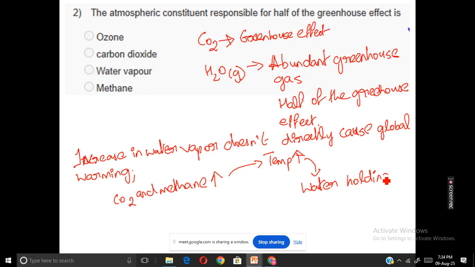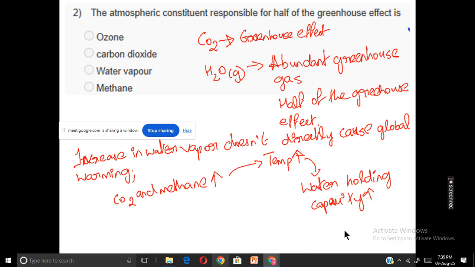The water holding capacity of the atmosphere increases, so now more water vapor is present in the atmosphere because it can accommodate more of it. The atmosphere is capable of holding more water vapor because of the increase in temperature. If more water vapor is present, it will again lead to a higher temperature. So this is working as a loop, a positive feedback loop. This is the water vapor feedback.